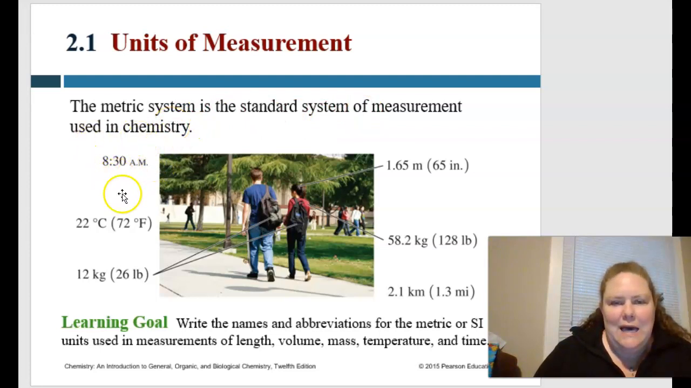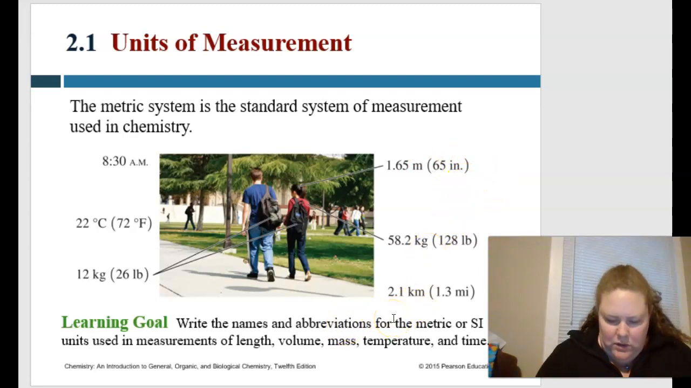So we can talk about time, temperature, weight, distance. For example, 8:30 a.m. is non-military time. 22 degrees Celsius is the same thing as 72 degrees Fahrenheit. 12 kilograms is the equivalent of 26 pounds. 1.65 meters is 65 inches, etc.